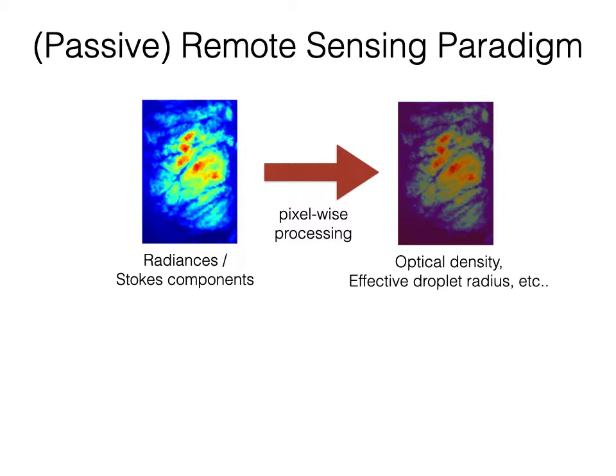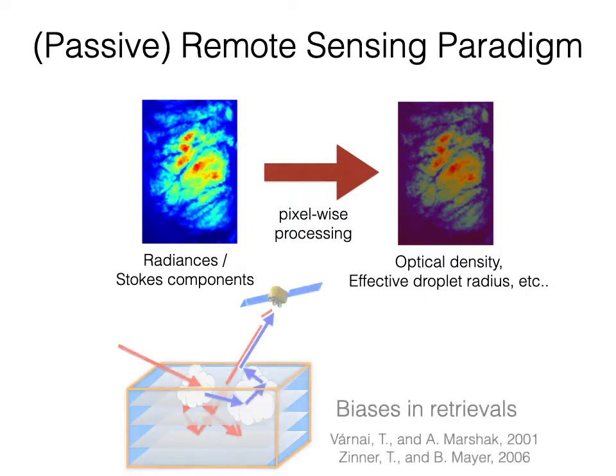Now, these pixel-wise operations could be a lookup table, a linear set of equations, and increasingly, this could also be a machine learning algorithm. While this is the bread and butter of a lot of research, there are some well-documented problems with this paradigm. One major drawback is the retrieval biases associated with horizontal transport, which is unaccounted for in the model. This is especially acute at the boundaries, making it difficult to study cloud processes that are arguably most interesting at the boundary, like mixing, entrainment, and cloud aerosol interactions.